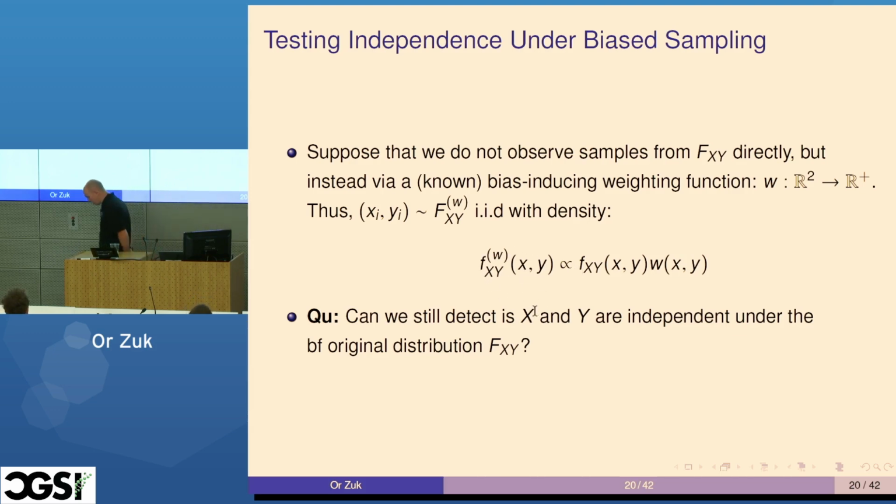And of course, we all know that biases can lead us to wrong conclusions. So when we get the data, we cannot just take our previous statistics and use them on the biased data. We have to somehow correct for w. Biases, all kinds of biases, are very common. Sometimes they are known, sometimes they are not known.